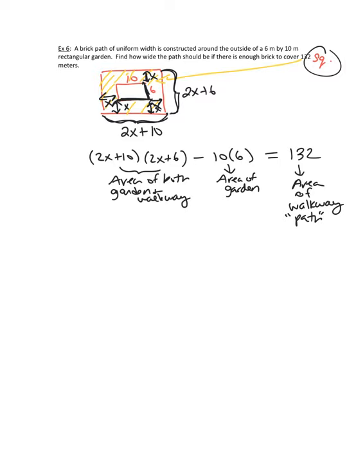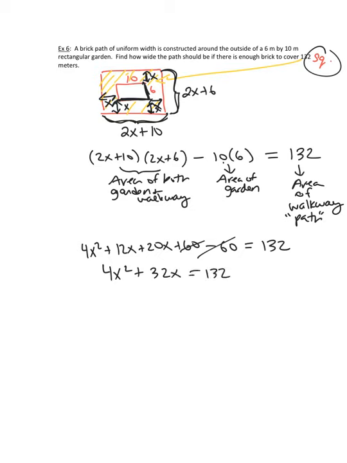I'm going to FOIL the first two binomials. 2x times 2x is 4x squared. 2x times 6 is 12x. 10 times 2x is 20x. And 10 times 6 is 60. Minus the area of the garden, 10 times 6, which is 60, equals 132. So the 60 and the 60 cancel. I now have 4x squared plus 32x equals 132.